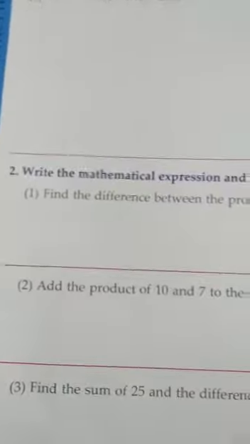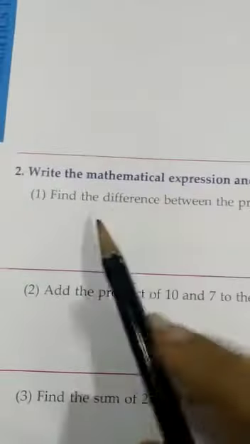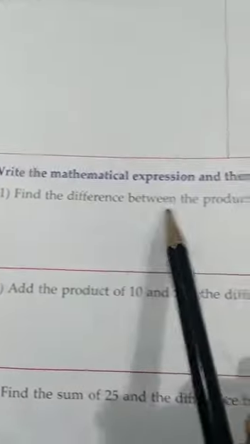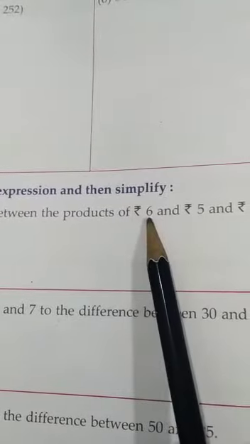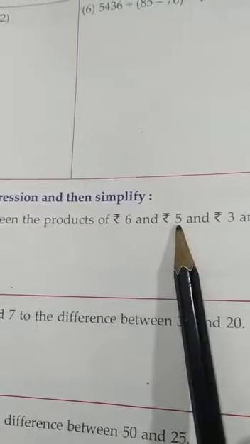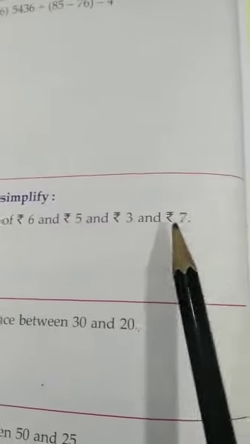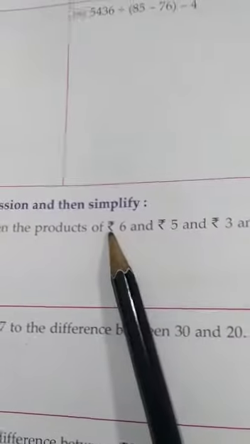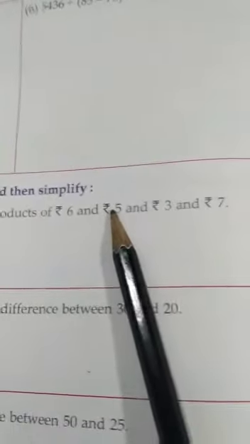Okay, now let us go to the next one. Here it is written, write the mathematical expression and then simplify. Now what is the question? First one, find the difference between the products of rupees 6 and rupees 5, and rupees 3 and rupees 7. That is, they are telling product of 6 and 5 should be what?